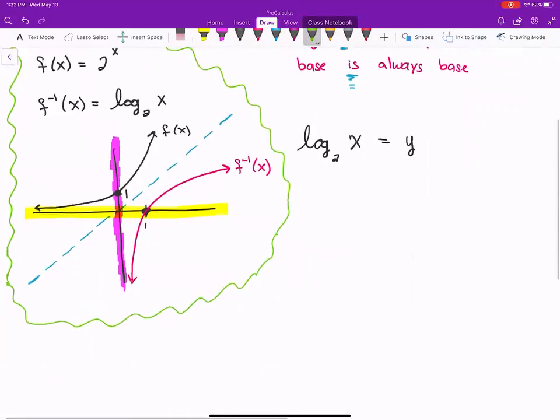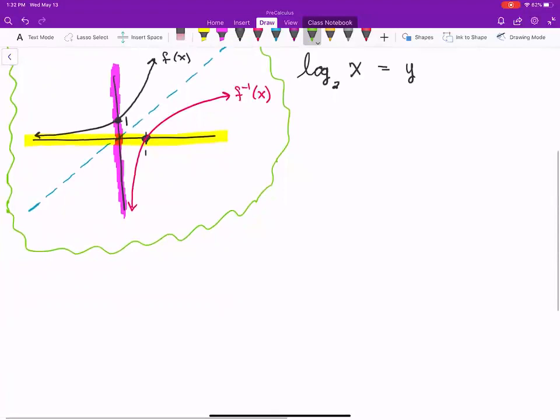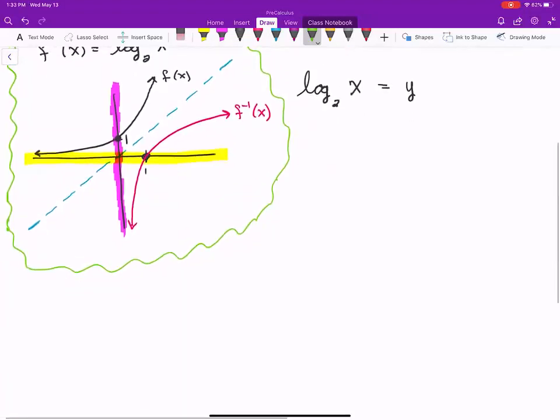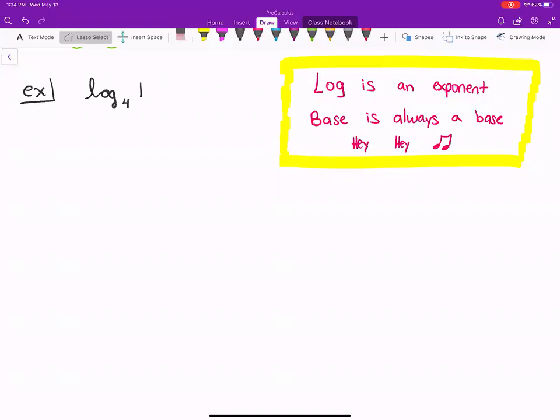So with logarithms, there's a lot of properties that go with them. So let's talk about things like what we would have. So the first thing is, if I ask you without a calculator to evaluate log base 4 of 1, well, that's where we have to remember that a log is an exponent and a base is always a base. So if I'm trying to evaluate this logarithm, I'm trying to figure out what this log base 4 of 1 is supposed to be equal to.